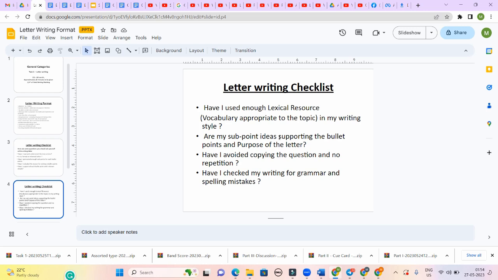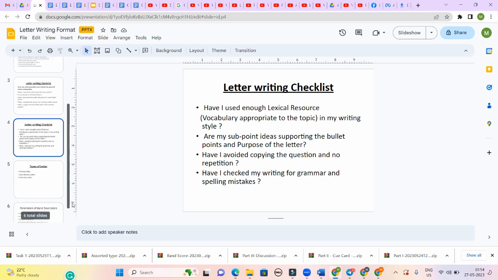Are my subpoints and ideas supporting the bullet points and the purpose of the letter? The subpoints must be developed so that they support the purpose of the letter. Have I avoided copying the question and avoided repetition? Repetitions must not be there. Also, have I checked my writing for grammar and spelling mistakes? Grammar and spelling mistakes should not be there.